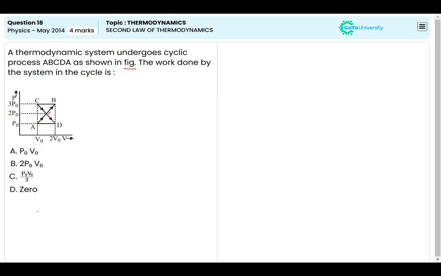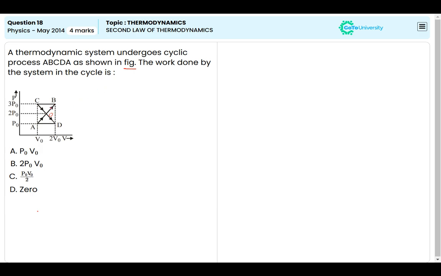The center is O here. Okay. Then in the ABCDA process, area BCO is in a clockwise cycle, and AOD is in an anti-clockwise cycle.